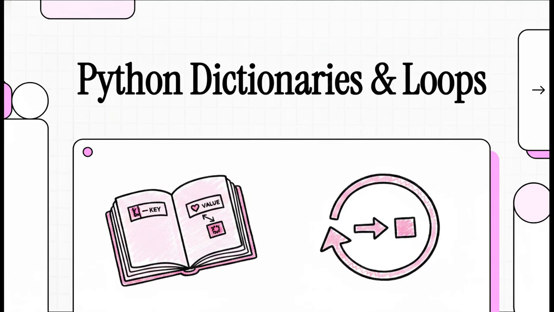Welcome back, everyone. So today, we're diving straight into this explainer on two absolute game changers in Python: dictionaries and loops. We're talking about organizing complex data on one hand and mastering control flow on the other. If you're looking to write code that's not just clean, but super efficient and scalable, well, these are the tools you absolutely need in your toolkit. Let's just jump right in, shall we?